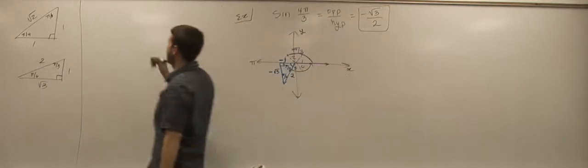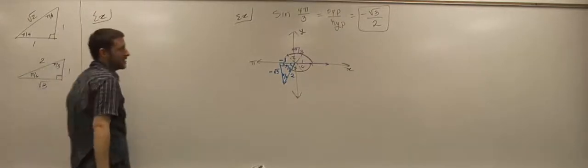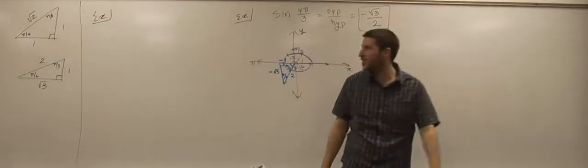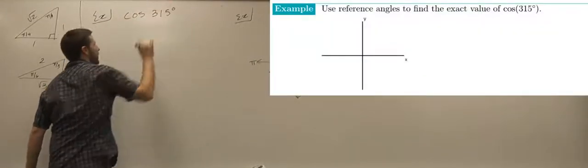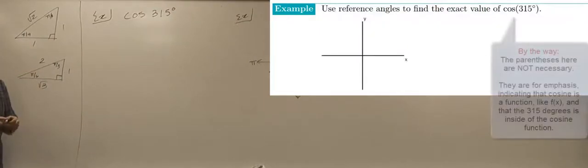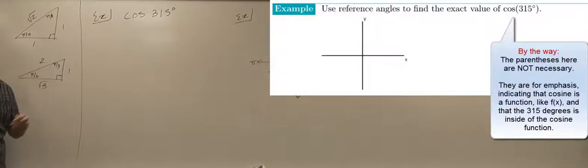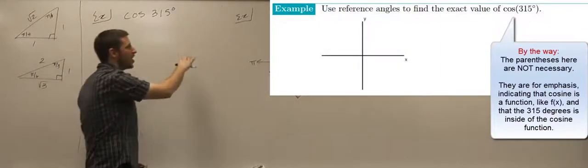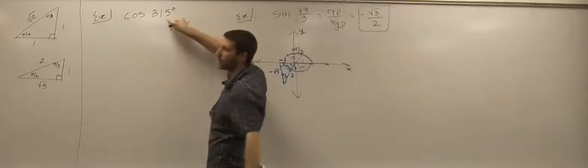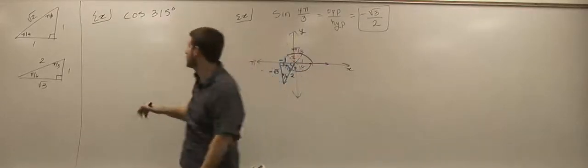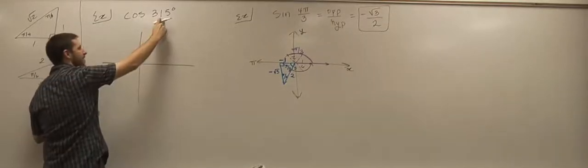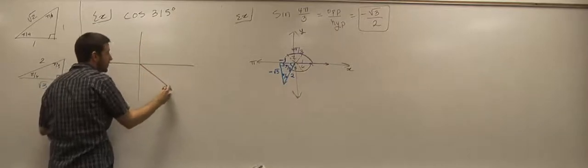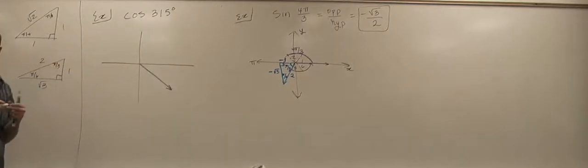All right, let's do another one. Cosine of 315 degrees. It's in degrees, that's easy. Things in degrees are easier. Where's 315 degrees land? If we want to evaluate cos 315, we have to figure out where this lands. Fourth quadrant. In fact, how far is it from 360? 45 degrees. This is exactly 45 degrees from 360.